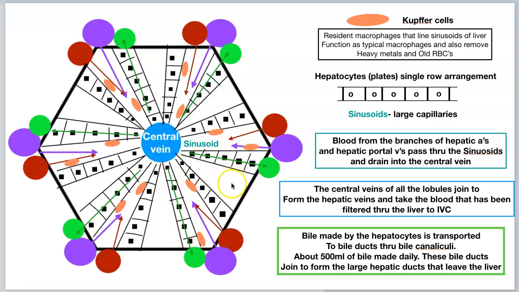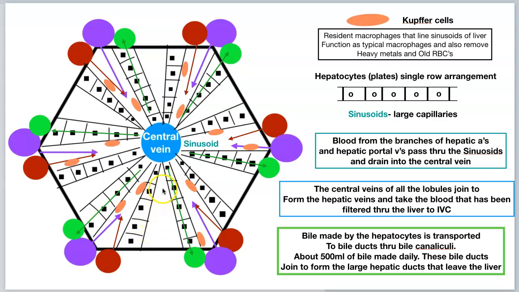So we've got these sinusoids, these little blood channels that are carrying our blood from the hepatic portal vein branch and our hepatic artery branch. It's sending down through these sinusoids, and they're sending their blood through into this structure, the central vein. Now this central vein, remember you've got like 1 million of them. These central veins are going to join together and form your hepatic veins that will then go on to go into the inferior vena cava.